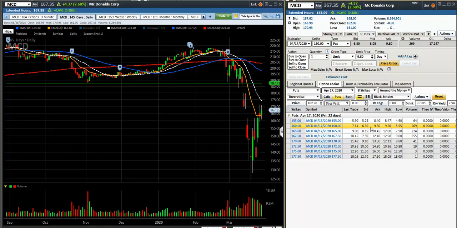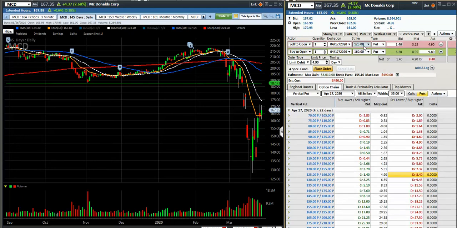compared to just buying a naked put, right? For 160, it would cost you $8. But the thing is, you could play with the vertical put. You don't have to buy 125. You could say, you know what, it might retrace 50% of this around here, so maybe 140 should be a decent price.